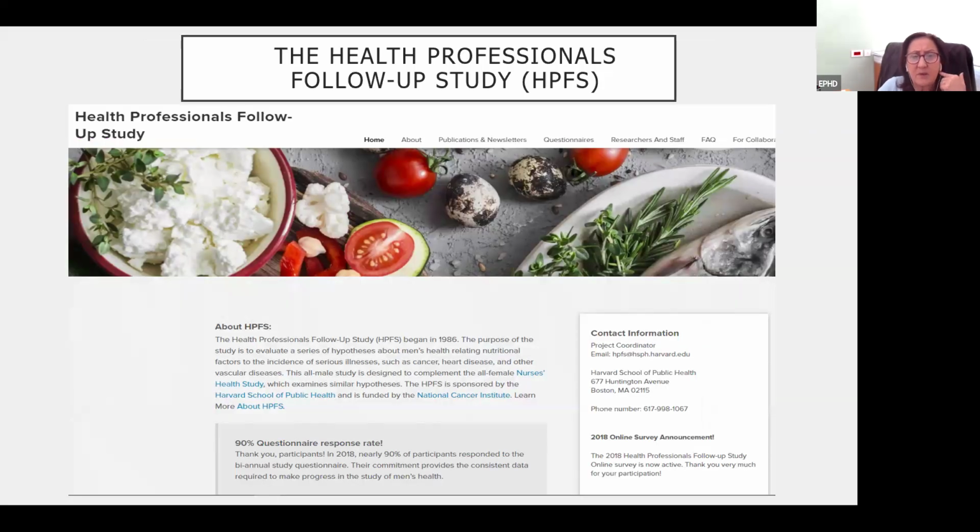This is another prospective study. This is the one I told you about. This is the Health Professionals Follow-up Study that began in 1986. So the purpose was to evaluate a series of hypotheses about men's health relating nutritional factors to the incidence of serious illness such as cancer, heart disease, and so on and so forth. And this is the main page if you are interested. So it's more dietary, in relation to cancer, heart disease, and other vascular diseases. So this is an all-male study, and it was done to complement the Nurses' study that was all female.